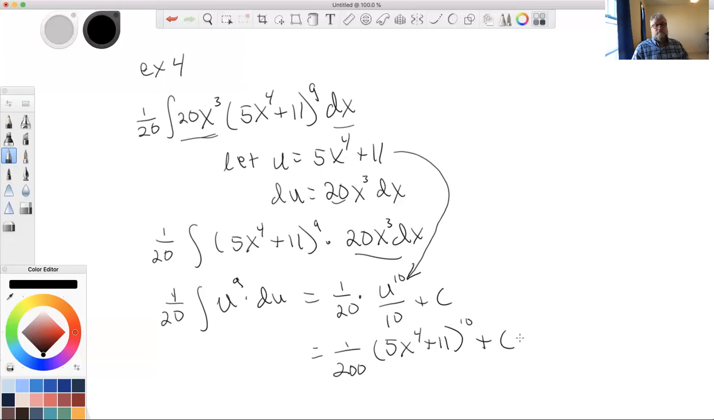There we go. So this is an important trick. When we don't have the coefficient we need for du, we force it to be in there by multiplying it in, but then we divide it out as well so that we didn't change the value of the integral. Very, very important.